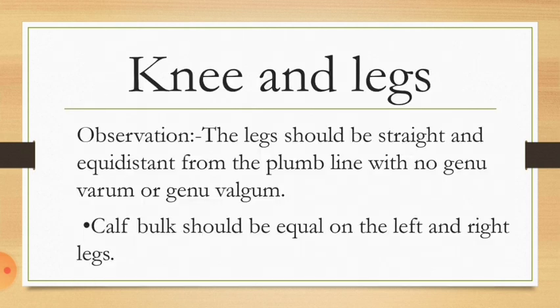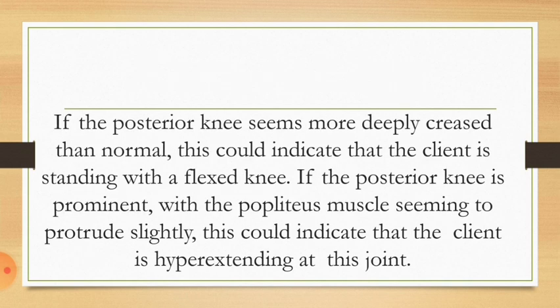Next, knee and legs. Observation, the legs should be straight and equidistant from the plumb line with no genu varum or genu valgus. Calf muscles should be equal on left and right legs. If posterior knee seems more deeply creased than normal, this could indicate client is standing with flexed knee. If posterior knee is prominent with the popliteus muscle seeming to protrude slightly, this could indicate that client is hyperextending at this joint.